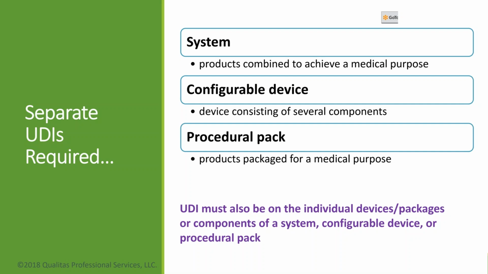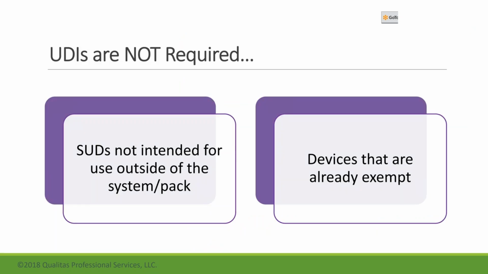It's important to understand that the UDI must be on the individual device packages, as well as on the group packaging for the product. Again, under the MDR, UDIs are not required for single-use devices that are not intended for use outside of the system or pack, and devices that are already exempt from UDI. So there are some exemption opportunities allowed in the MDR. This is similar to the US FDA as well, where there are exceptions for single-use devices as well as bulk packaging and so on.